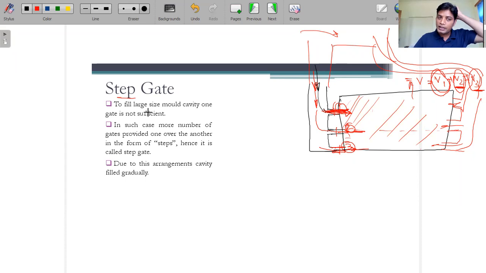So what are the points that are mentioned? To fill a large size mold cavity, one gate is not sufficient. It will take a lot of time.